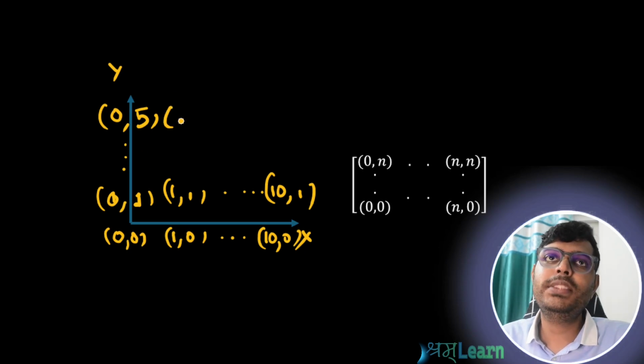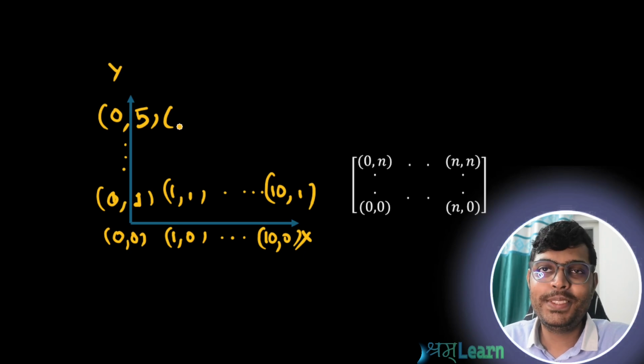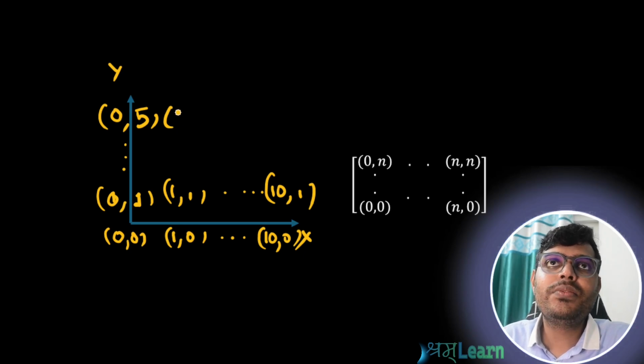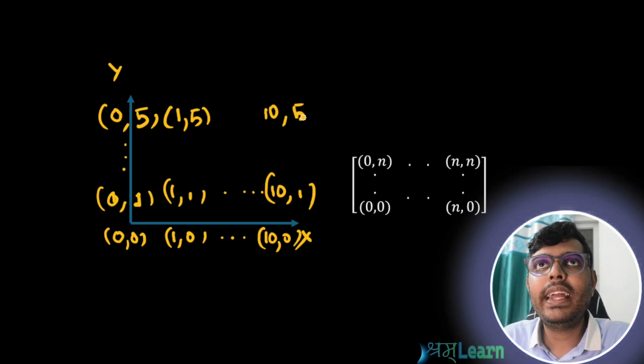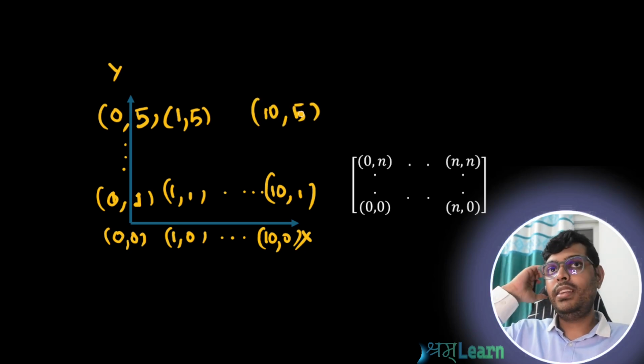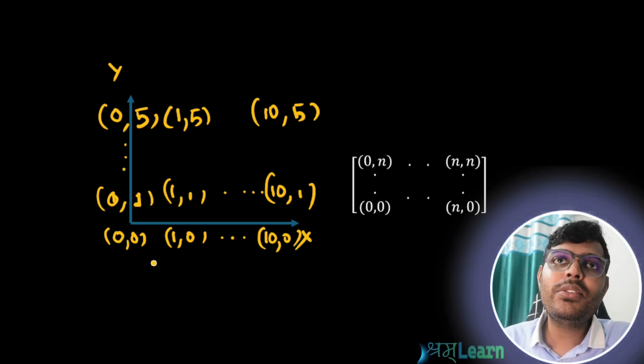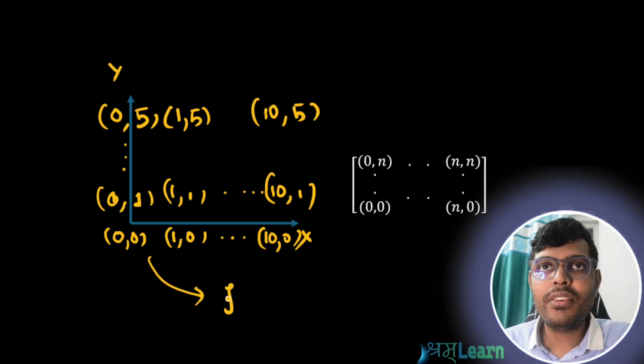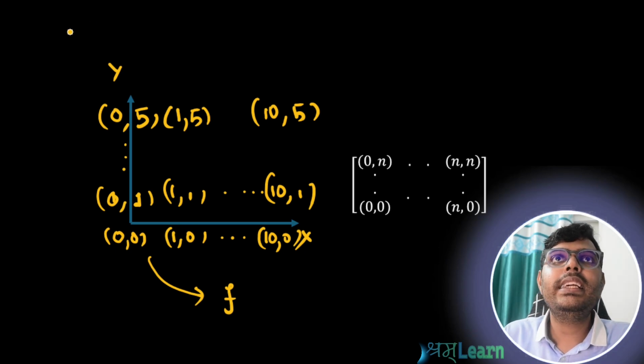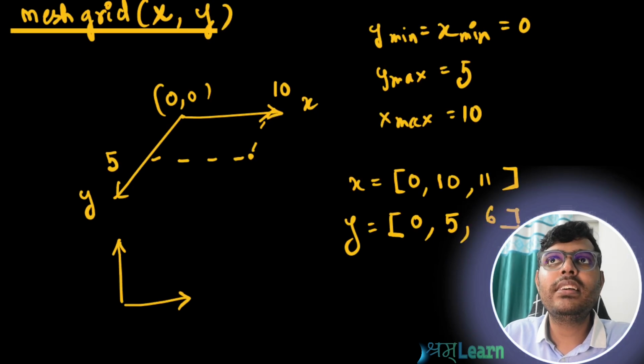and how many columns? 11 columns, okay. So this is 1 comma 5, and this is at the end and 10 comma 5, okay. These are our points where we are going to compute f, okay. So how do we compute f? Let's say f is equal to 4x plus 5y, which we have considered earlier.